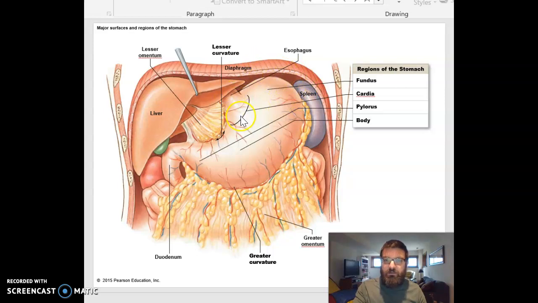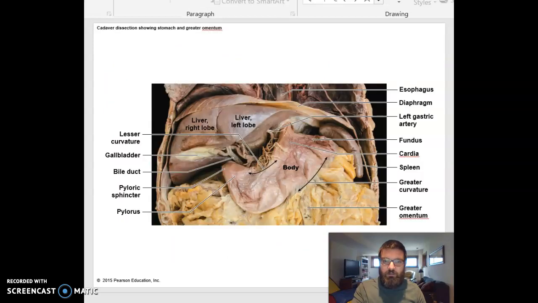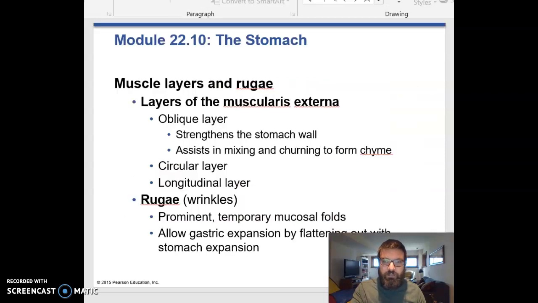So cardia, fundus. The body is the bulk of this, right? It's a big part of the stomach. And then the pylorus is this part over here right before the exit where it sort of curves up like a J. And this is a look at an actual stomach in a cadaver.